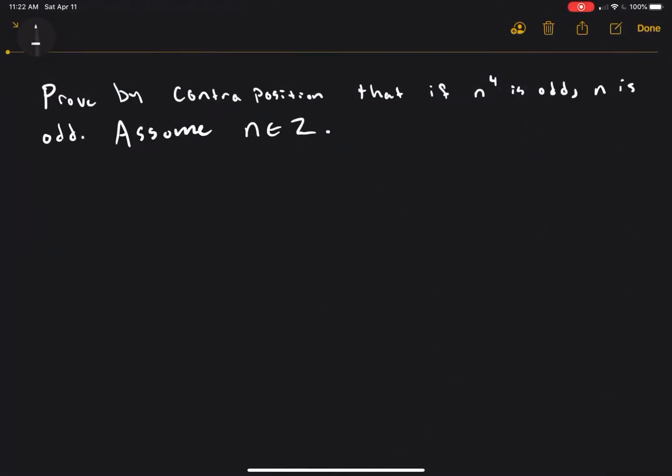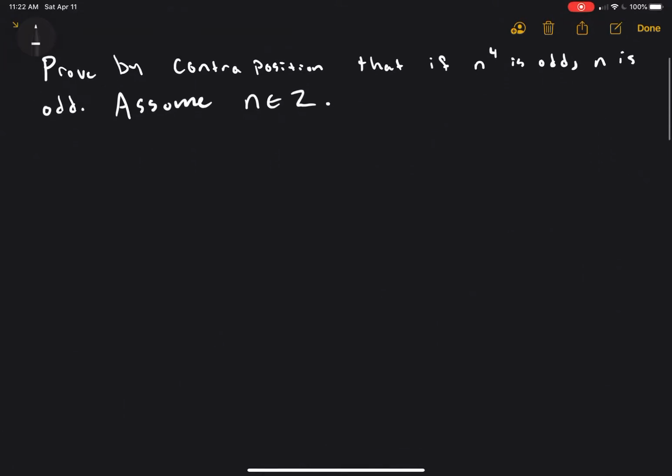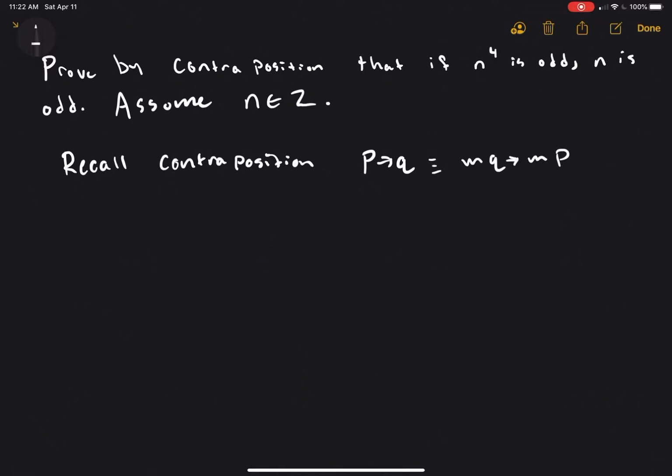Okay, so today I'm going to prove by contraposition that if n to the fourth is odd, n is also odd, assuming that n is an integer. So we need to recall that contraposition is written as: P implies Q is equivalent to non-Q implies non-P.